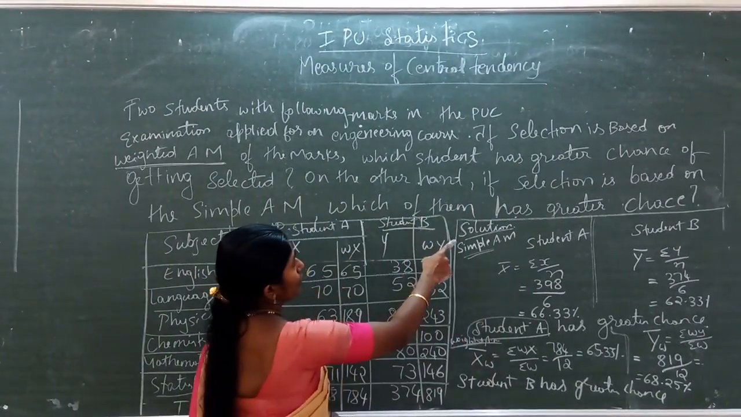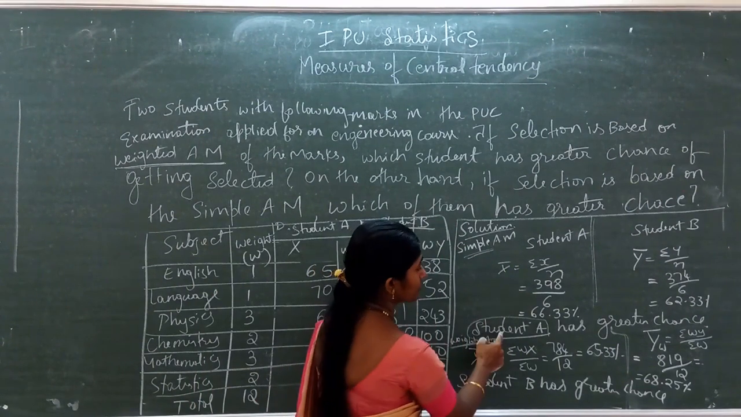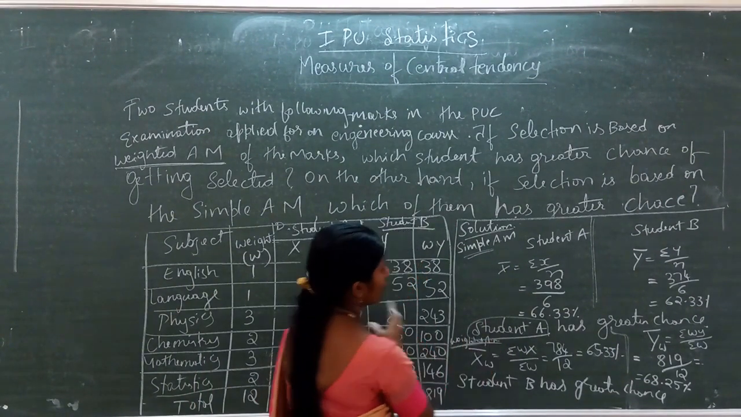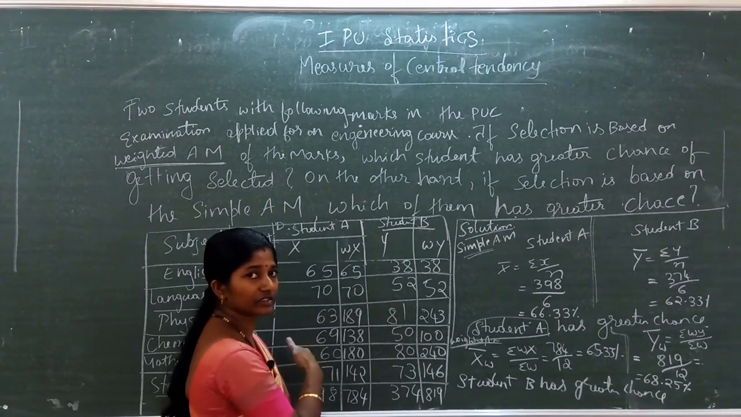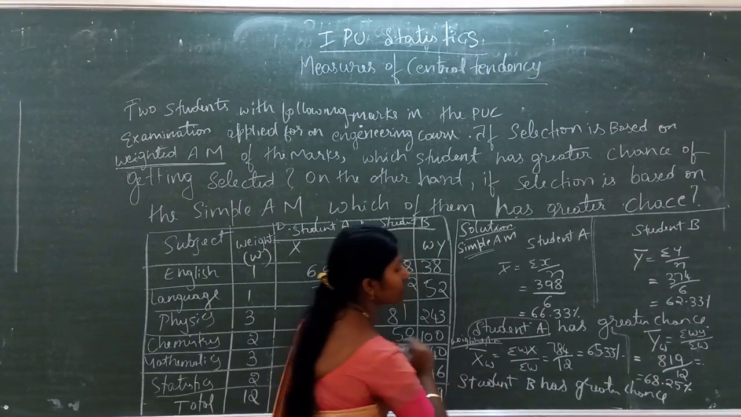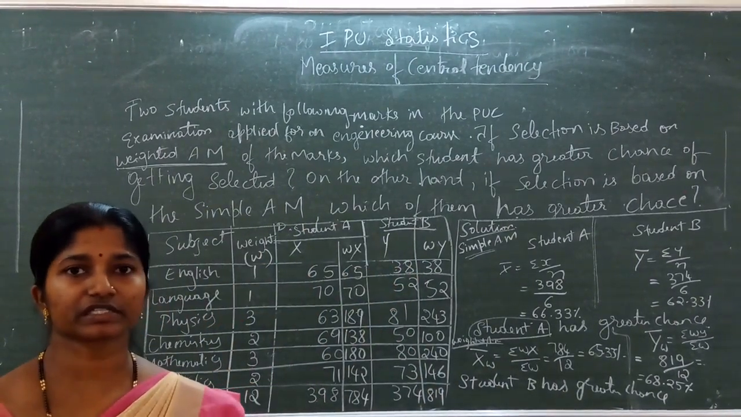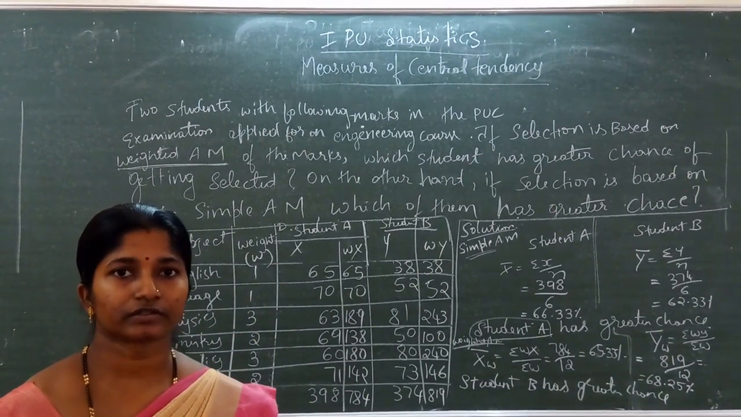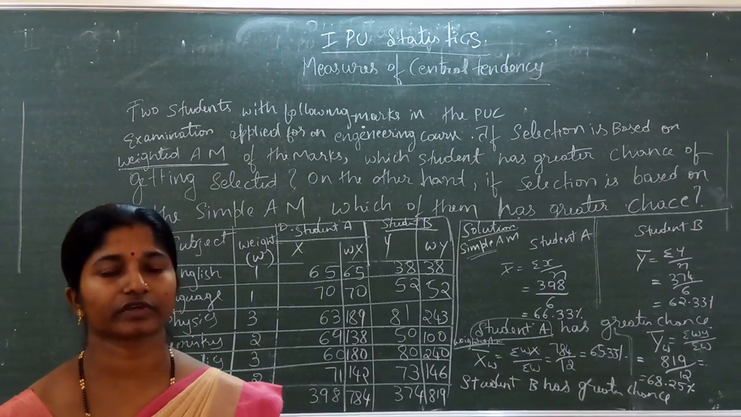So in the question, who has the greater chance? If you apply the simple arithmetic mean for selection, student A gets a greater chance. If they use the weighted arithmetic mean, considering the weightage for engineering selection, student B has a greater chance. Like this way we are calculating the weighted arithmetic mean. Okay, thank you.